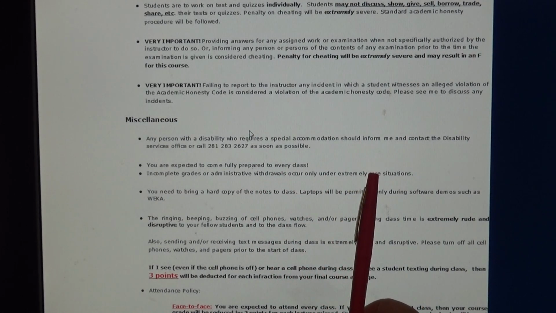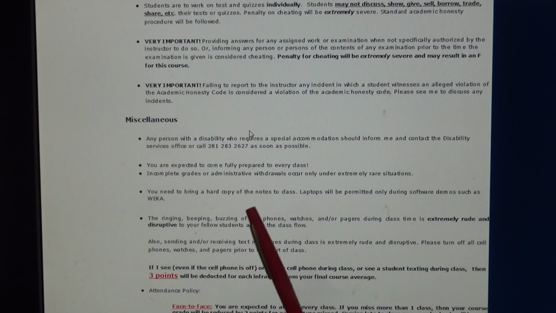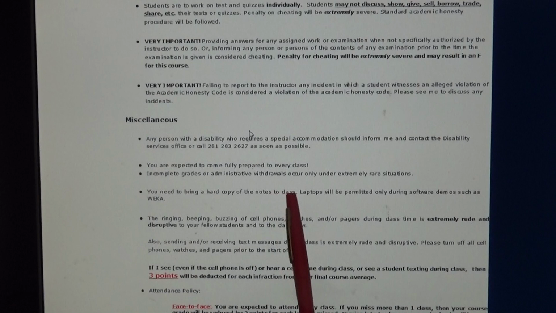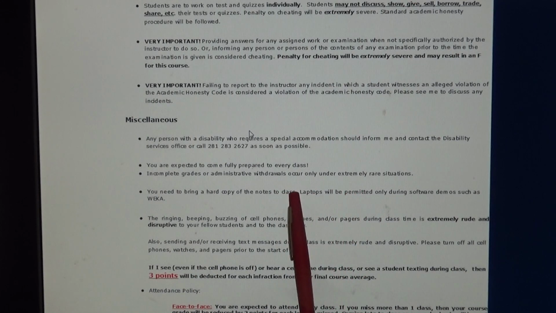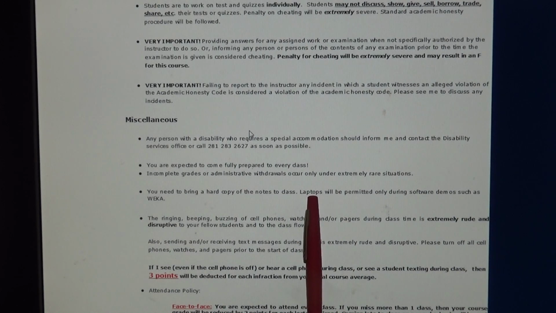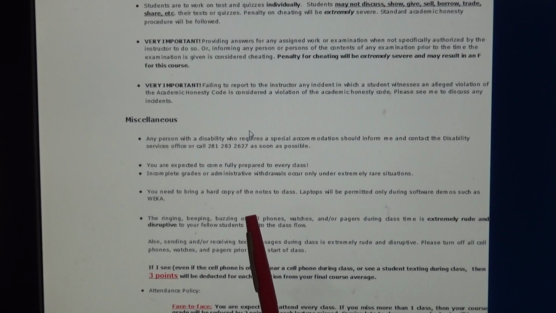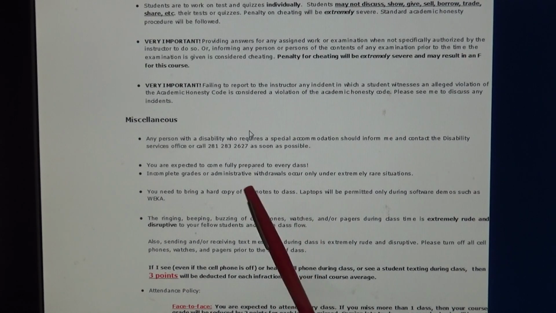Withdrawal from the class will happen on a very rare basis. Bring a hard copy of notes to class as opposed to laptops. The reason is we'll be using laptops for maybe software like Weka or R, but I've gone past other classes that have laptops, and what happens is that the students have the laptops, they're surfing the web, they're really not giving their undivided attention. So I'm expecting you to have a hard copy of the notes during class, okay, so you won't be distracted.